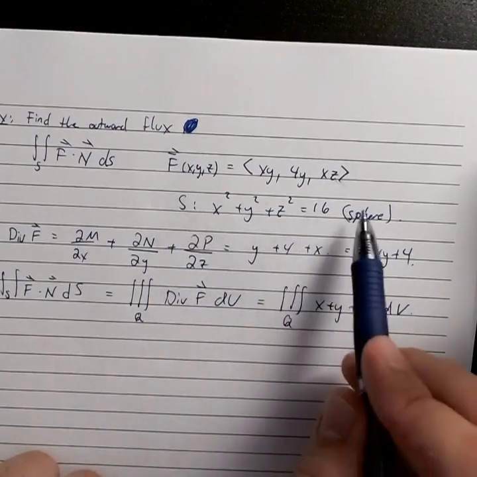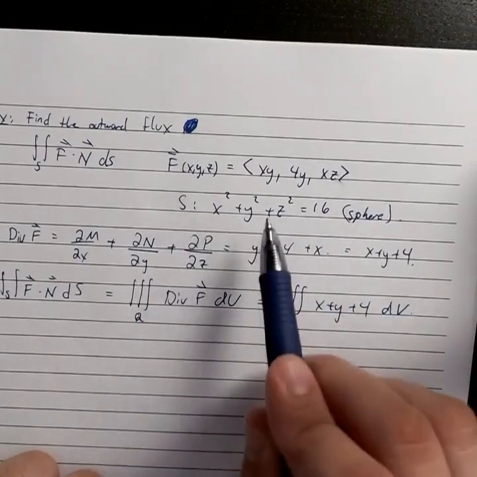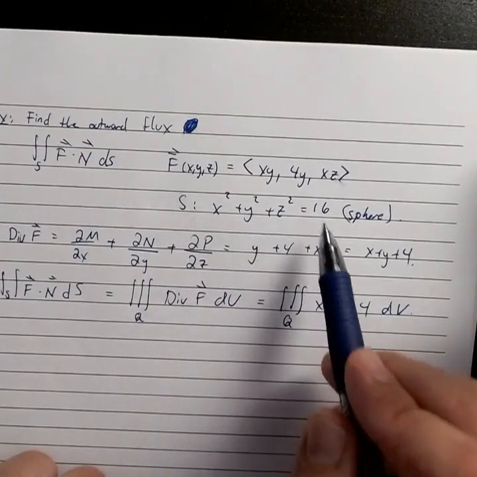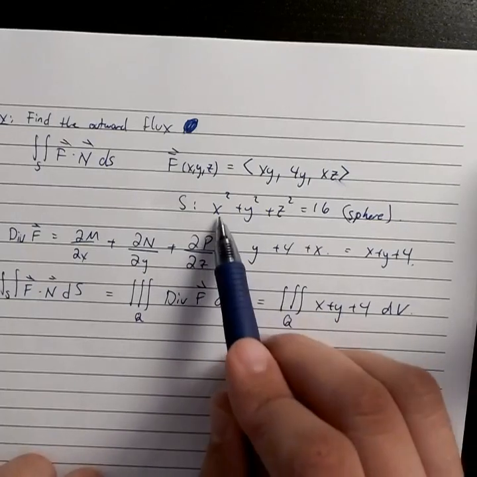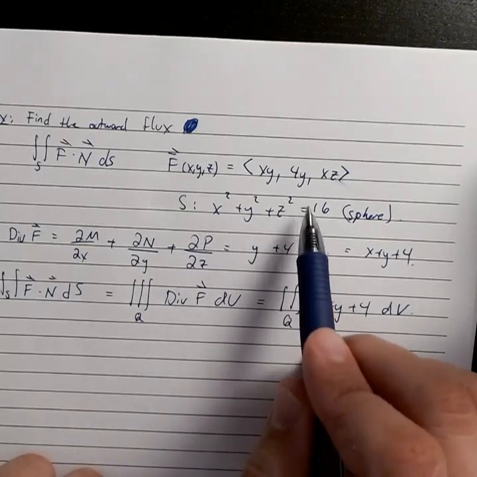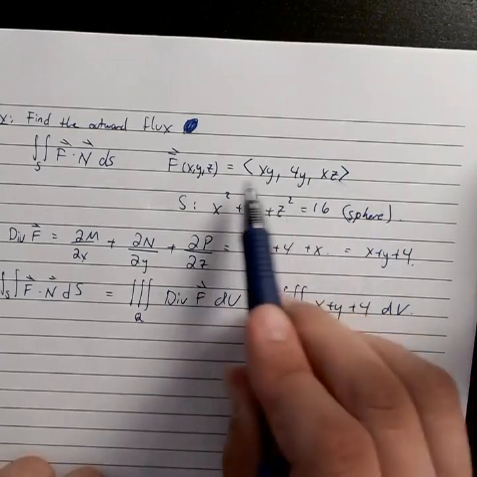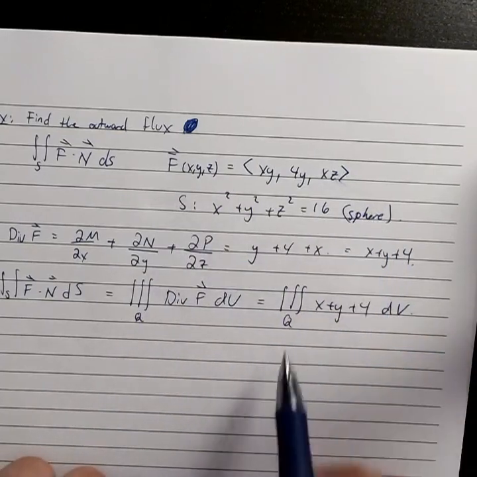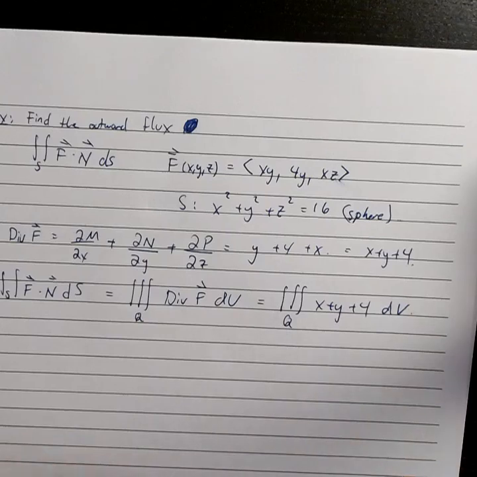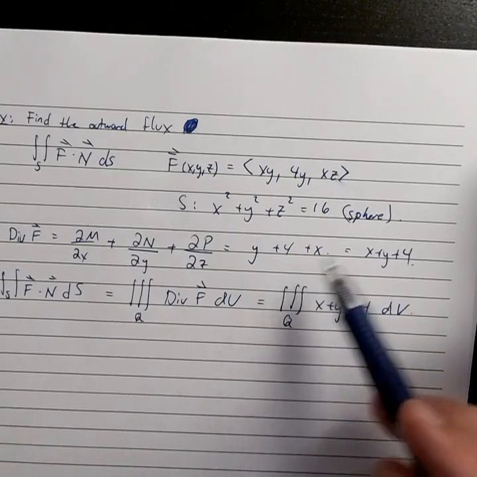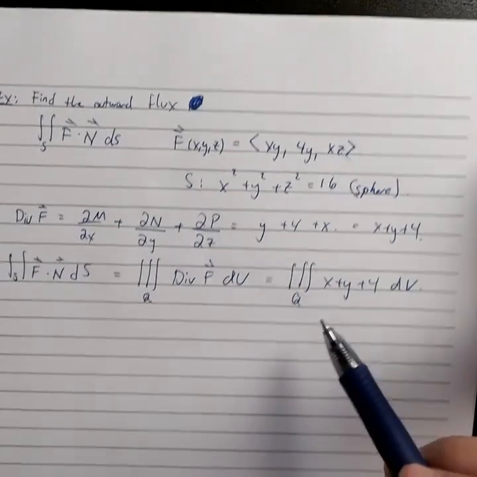Notice here the surface is the outer skin, whereas Q is all the stuff inside. So here I should say that Q is x squared plus y squared plus z squared less than or equal to 16. This is the hollow sphere, whereas this is the stuff inside that sphere. So if we're going to take a triple integral over a sphere, we probably want to use spherical coordinates.